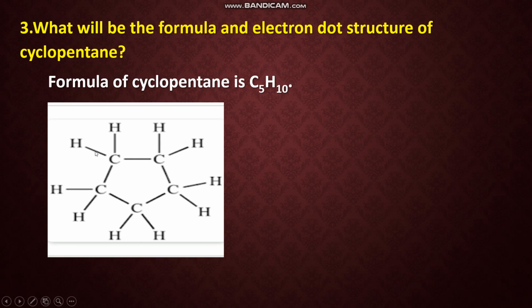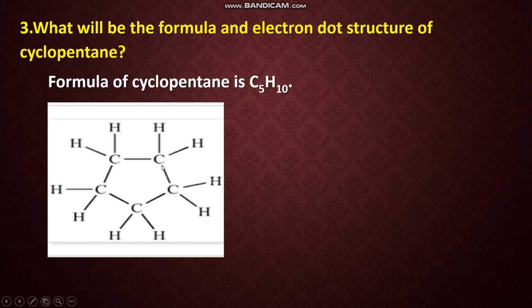So how to draw the electron dot structure for this? You can draw circles around each carbon, overlapping circles, such that each circle overlaps with the next. And each carbon is bonded to 2 hydrogens. So for each carbon circle you can draw 2 hydrogen circles. Here one hydrogen, here one hydrogen you can draw. Then each one you can draw in such a way. Then you can see the bond between the two atoms.